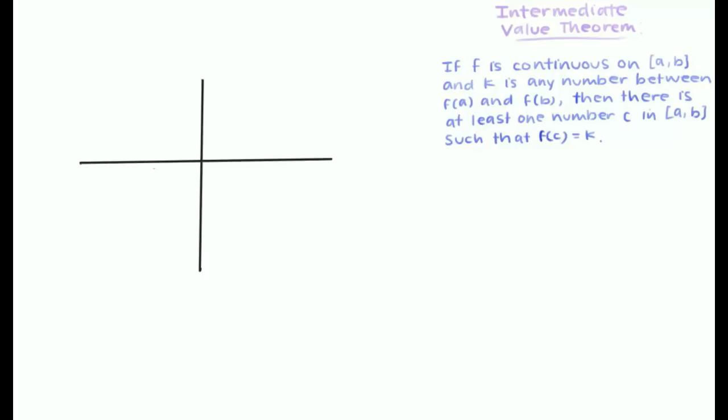So to illustrate this, we have a closed interval from a to b, and let's say up here is f of a and down here is f of b, and this part in between a and b is all continuous. And if this is true, if it is continuous, then there exists this number c right in between the interval, where f of c is going to be k.